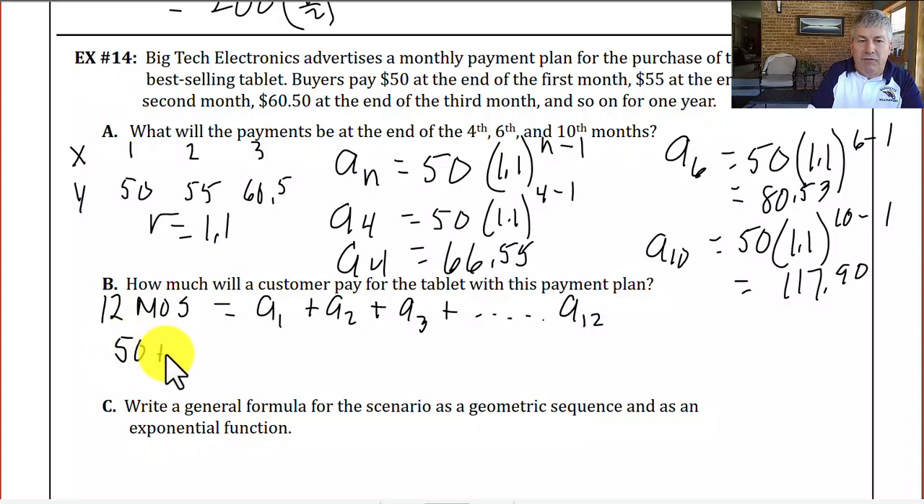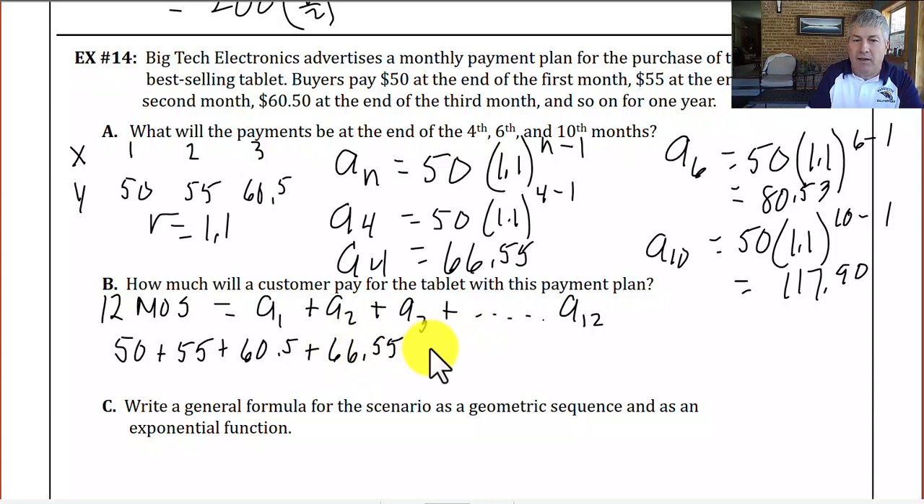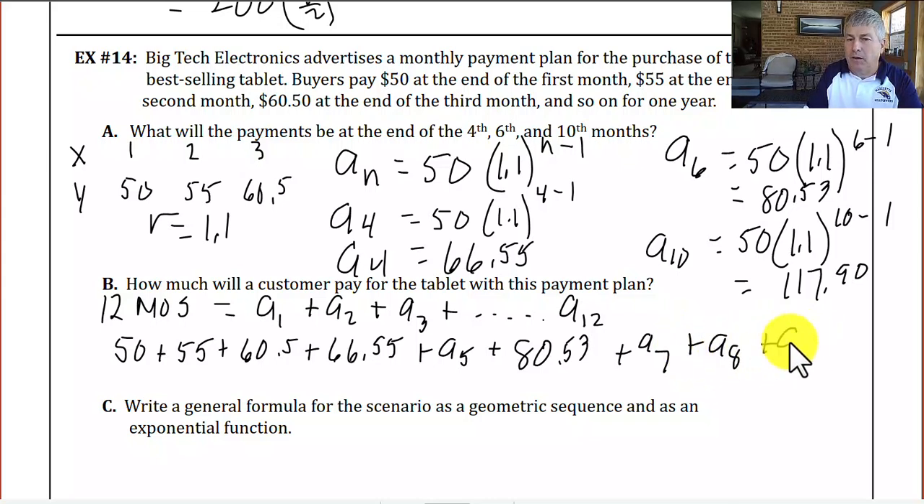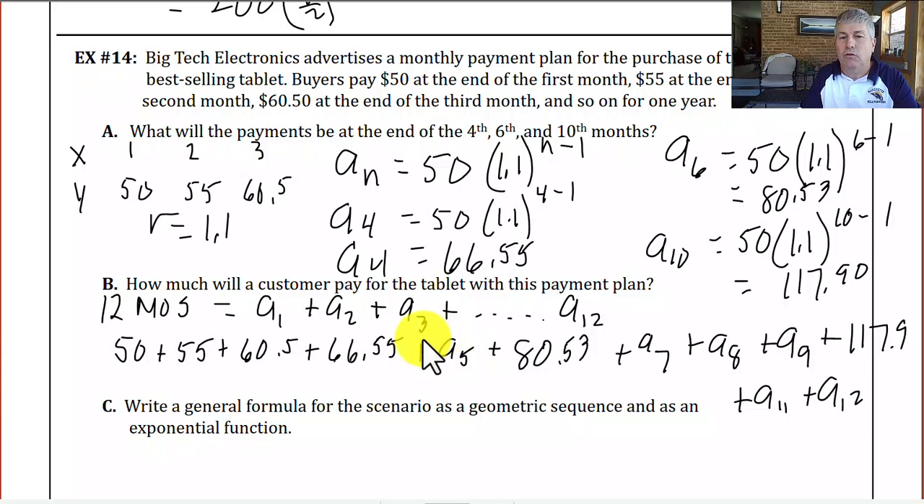So we're looking at 50 plus 55 plus 60.5. We said a sub 4 was $66.55, plus a sub 5 plus a sub 6 was $80.53, plus a sub 7 plus a sub 8 plus a sub 9 plus a sub 10 was $117.90, plus a sub 11 plus a sub 12. So we're going to have to go back and use our formula and find out what all these particular values are.